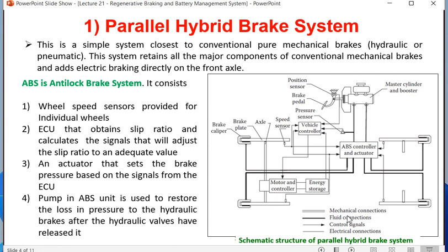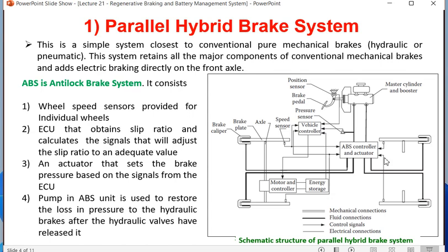Then there is control signal. You are finding this ABS controller is receiving the control signal, the vehicle controller is receiving the control signal, all these are there. And finally there is electrical signal. Electrical signal you can also find from this energy source to the vehicle controller. Then from here the electrical controller, and here is a sensor which is the vehicle speed sensor. This is giving signal to the ABS controller and all. So this is the schematic structure of a parallel hybrid brake system.